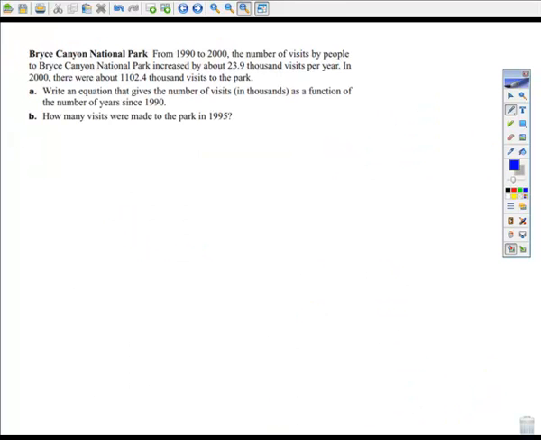Oh, here we go. Goody goody. Story problem. Bryce Canyon National Park from 1990 to 2000, so year 0 to year 10. The number of visits by people to Bryce Canyon National Park increased by about 23.9 thousand visits per year. It increased by this per year. Hint, hint, hint, that's our rate of change, that's our slope. In 2000, year 10, there were 1,102.4 thousand visits to the park, so that can give me a point.